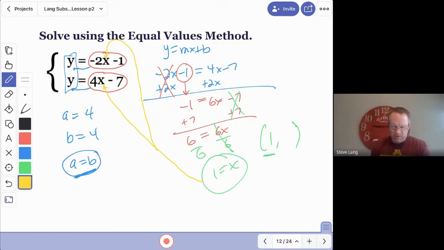So I'm plugging in this 1, and I'm going to plug it in for this x right here, because it's pretty easy. So it's 4 times 1, because remember 4x means 4 times that. So 4 times 1 is 4, and then 4 minus 7 is -3.